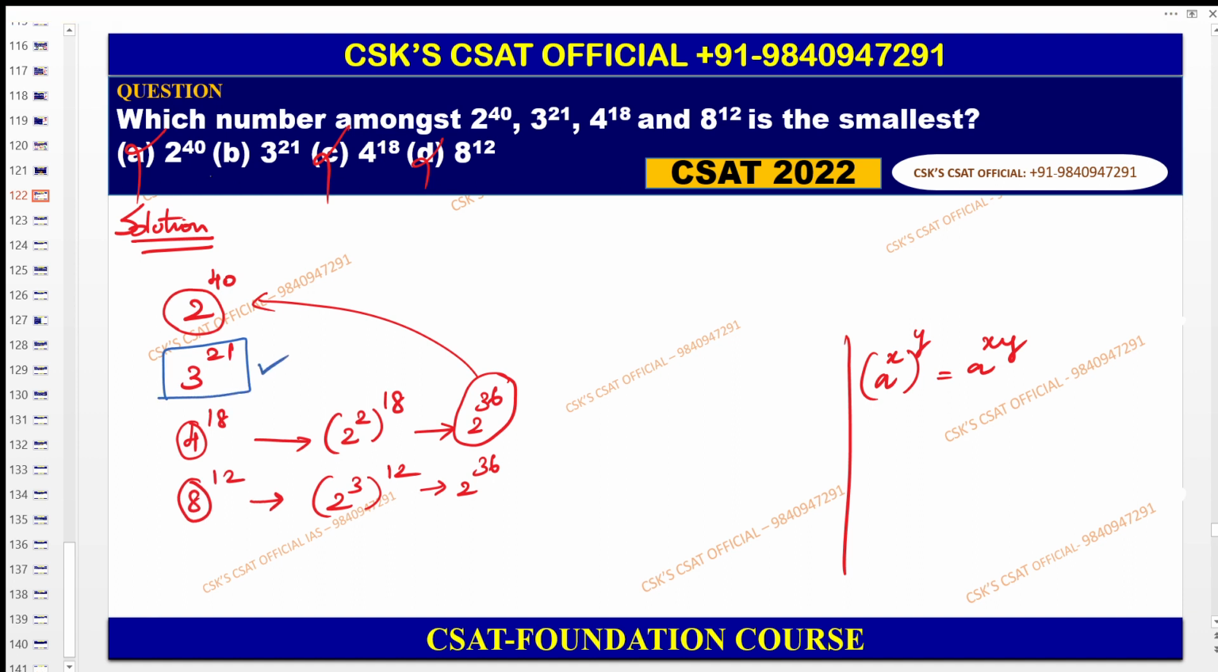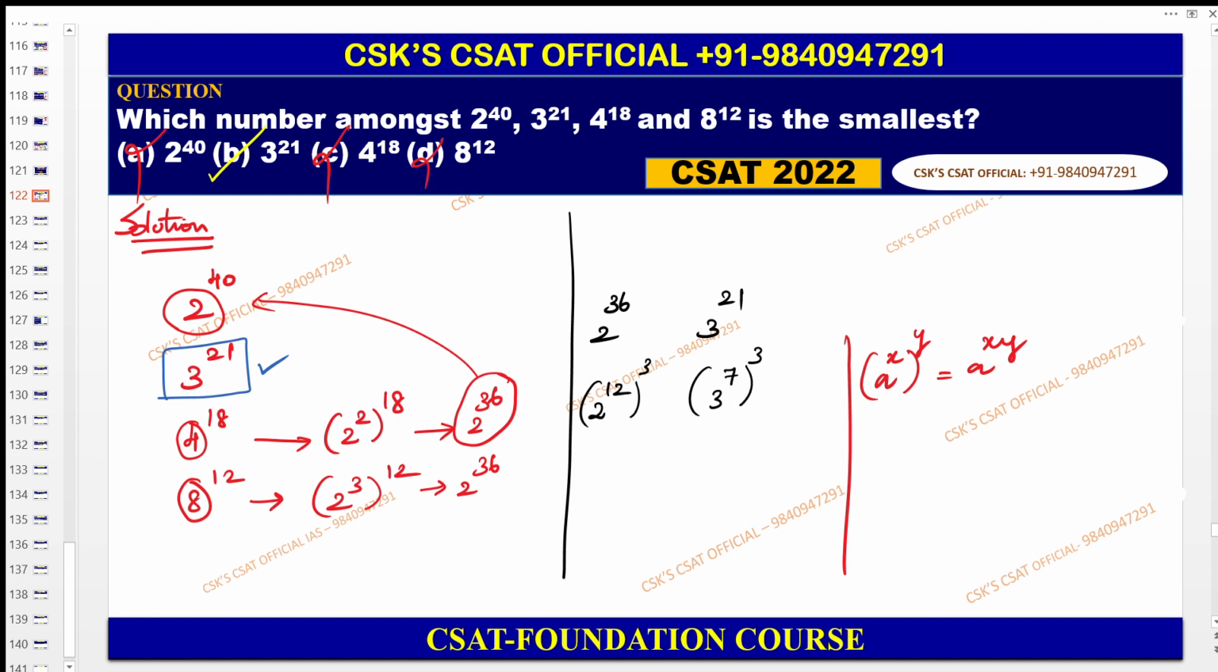Still, if you are not able to get it, you can do it in another simple way also. Listen carefully. Here 2 power 40 is greater, so leave it. You need to check 2 power 36 against 3 power 21. Even this can be done by converting to the same power. How can we convert to the same power? 2 power 12 the whole power 3, and here you can write 3 power 7 the whole power 3.